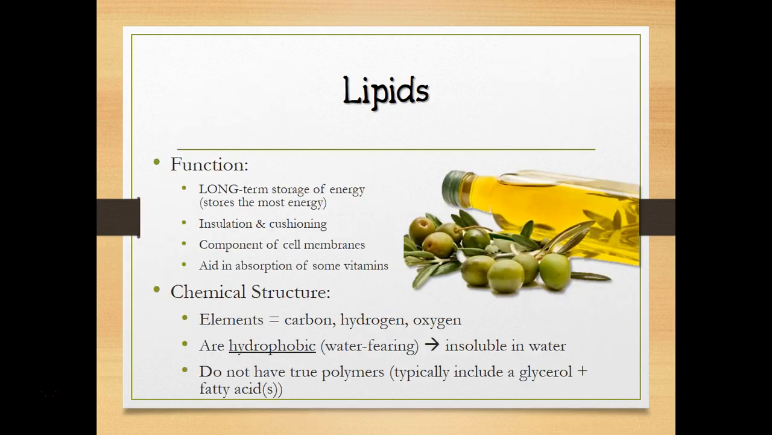What are they there for? Well, they are long-term energy storage. Okay, so glucose is quick. You're using it relatively quickly after you consume it. Your lipids, however, are the ones that are going to get stored a little longer. And although when we break them down we get more energy, this is not typically the first thing that your cells go after. Also there for insulation and cushioning of your organs.